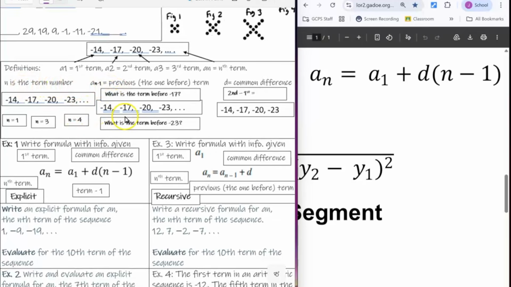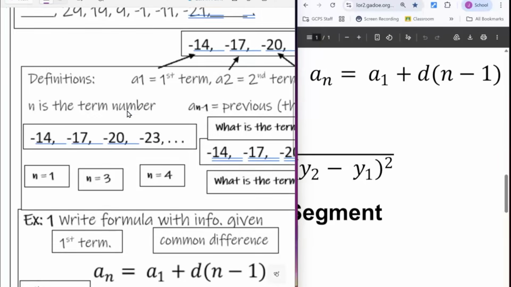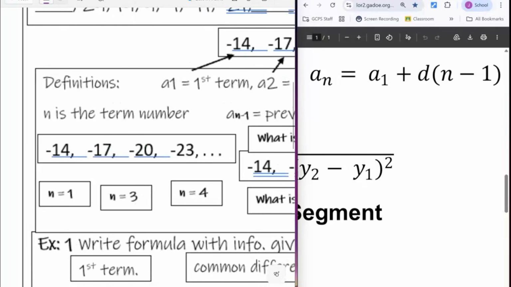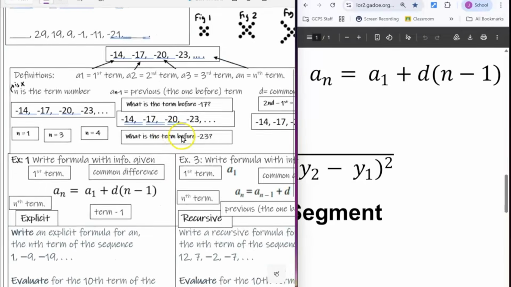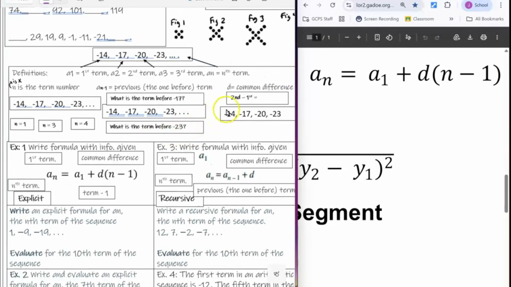So what we're going to do is this. This is how I'm just going to remind you. n is the term number. In equations, n is x. So that way you can put those together. So where you see n, it's very similar to linear equations, just another way of saying x. And then the a sub n piece, where is that? The a sub n piece is the y, okay?